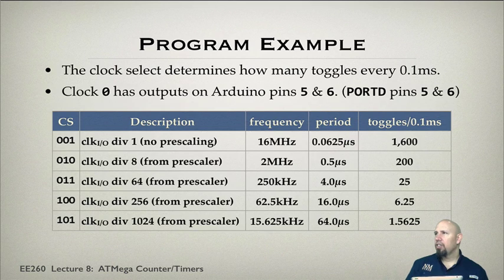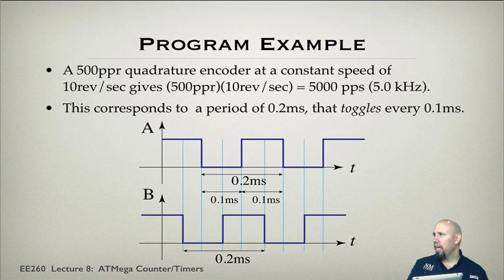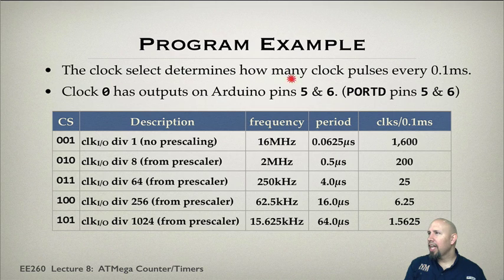Now we're looking at the clock to see how many toggles. We want to choose the clock select to see how many toggles there are in 0.1 milliseconds. I have a toggle every 0.1 millisecond, and the clock select determines how many clock pulses there are in 0.1 milliseconds. So we're going to see what to choose for our prescale value.